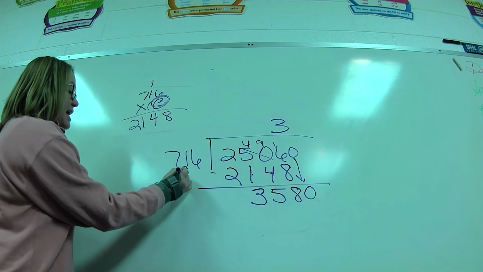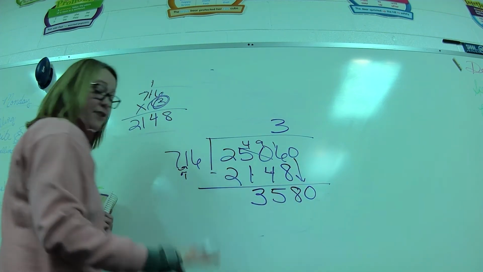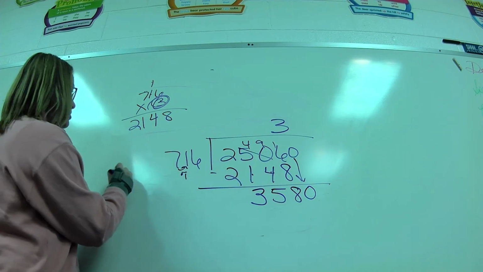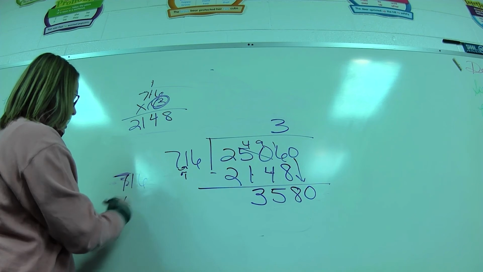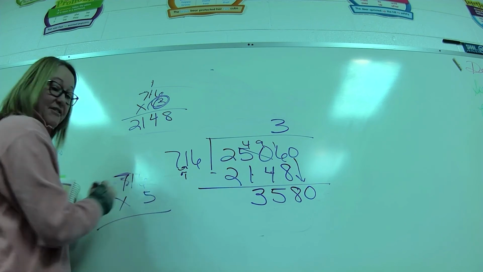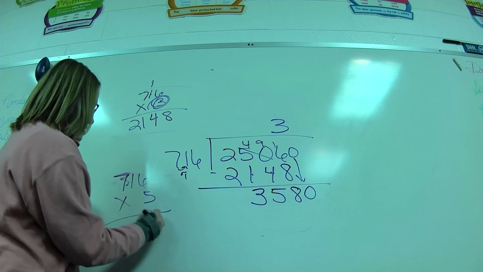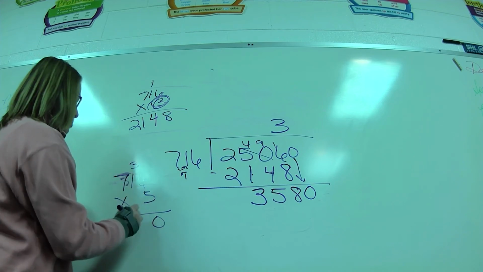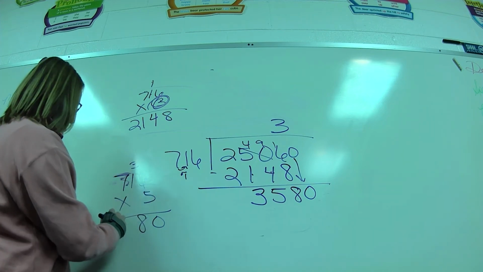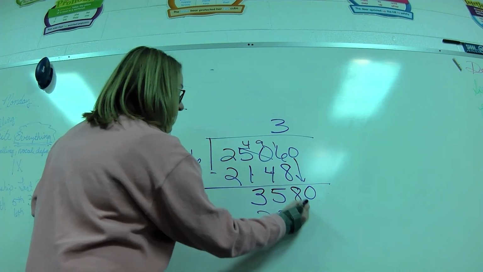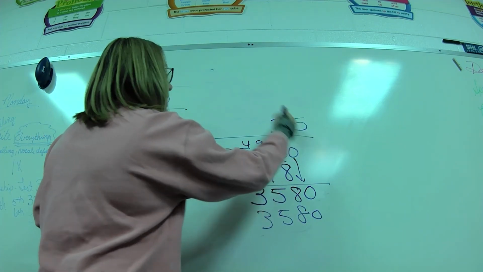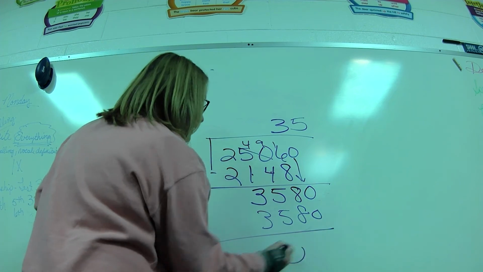So now how many times can 7 go into 35? Goes in there 5 times. So let's do 716 times 5. What's 5 times 6? 30. 5 times 1 is 5, plus 3 is 8. 5 times 7 is 35. Look at there. 3, 5, 8, 0. And I can put my 5, and I get a 0.